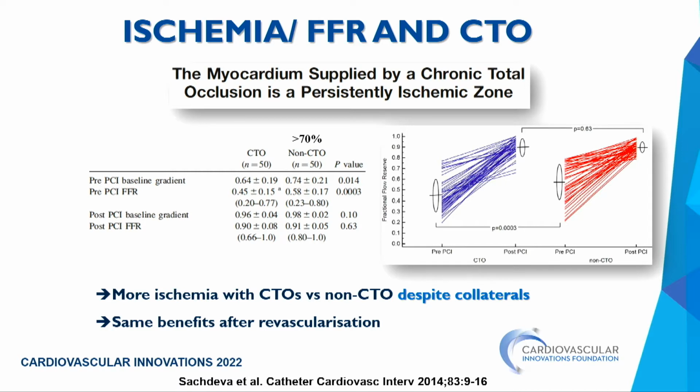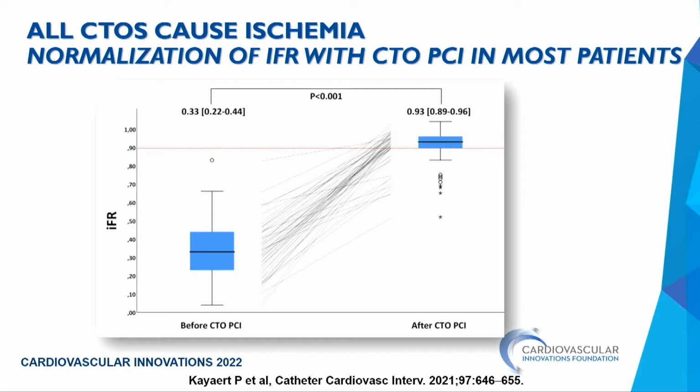So the CTOs, they cross-delivered an FFR, and they did FFR. The FFR in the CTO lesions was lower than in the severe lesions, so they're very low, and both benefit as much, so they were invariably ischemic. A very good study recently done by Peter Kayert from Belgium, where they actually use iFR this time. And you can see iFR numbers that you never see, 0.33, and they largely normalize after CTO-PCI. So therefore, they're invariably ischemic.